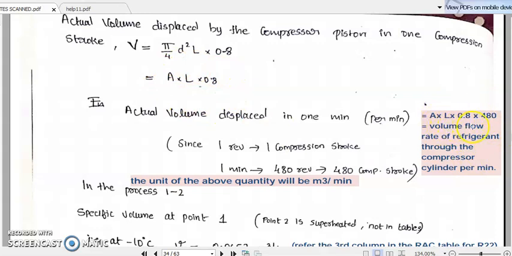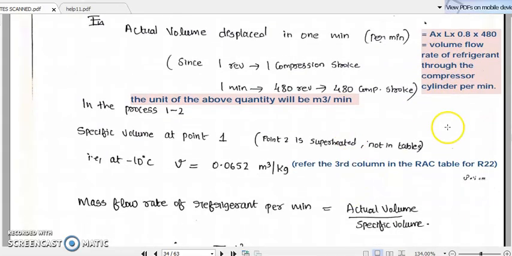So this will be the volume flow rate of the refrigerant through the compressor cylinder per minute. I hope you got the idea. Now we got the volume flow rate. So what is the actual thing we need to find out here? We need to find out the mass flow rate in the question. So what is the relation between mass and volume? The connecting parameter will be density.